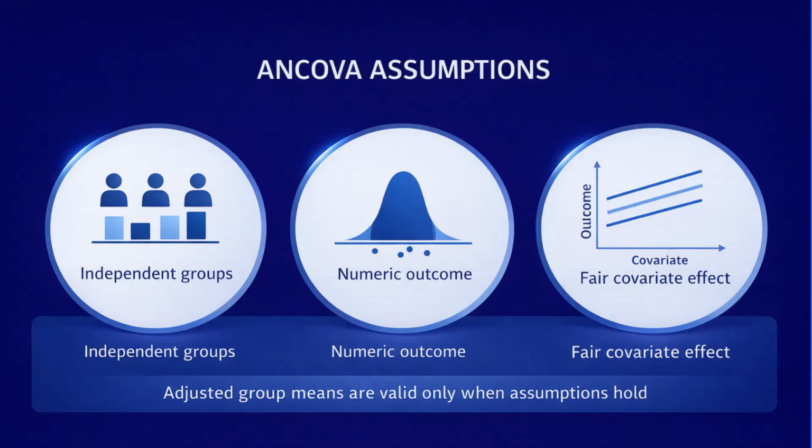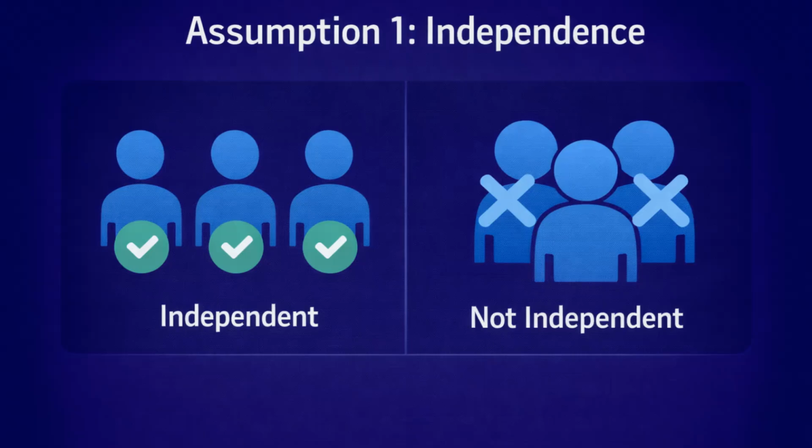These assumptions matter because ANCOVA is making an adjusted group comparison. If the assumptions do not hold, the adjustment is no longer fair or meaningful. The first assumption is independence of observations. Independence means that each participant's score represents one person and one experience. One participant's outcome should not depend on another participant's outcome.